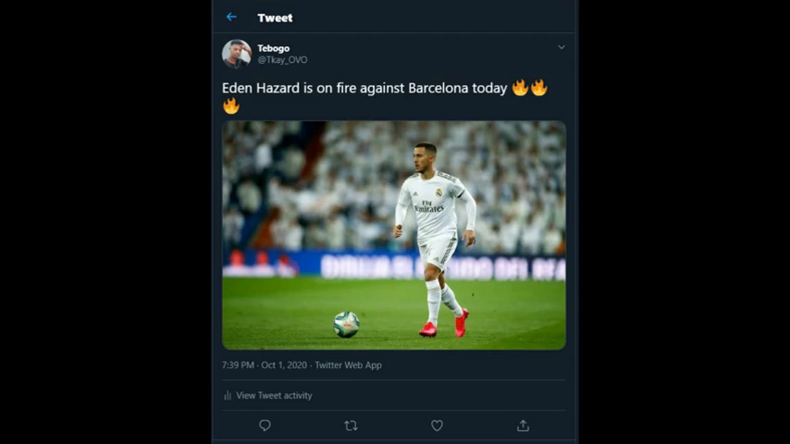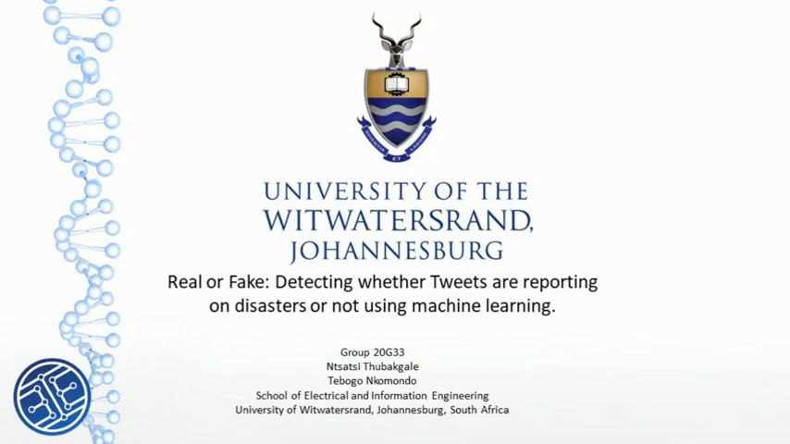Also, the volume of tweets that are sent out is overwhelming for emergency teams to manually evaluate and classify which ones are reporting on disasters. Since modern-day problems require modern-day solutions, over the past few weeks we have been investigating and implementing machine learning-based solutions for determining whether tweets are reporting on disasters or not.